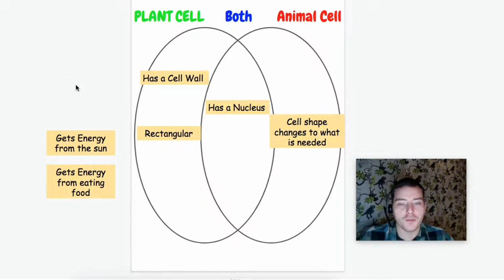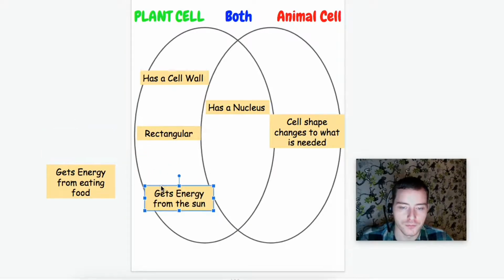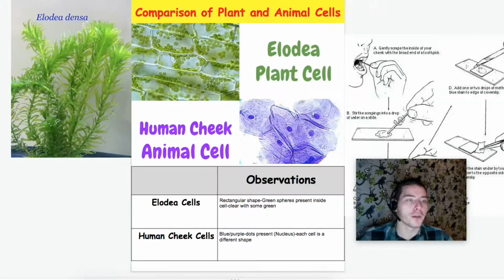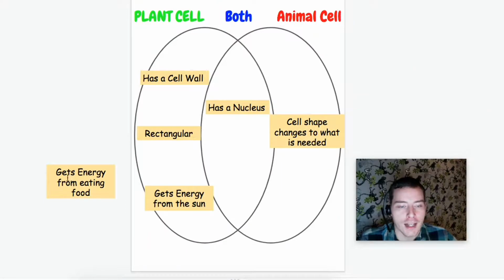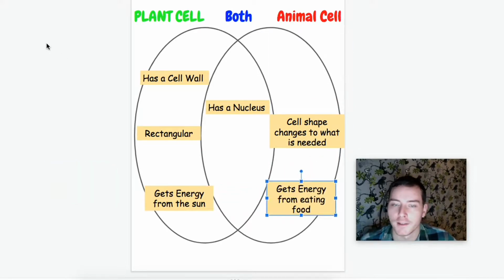Gets energy from the sun. Well, we know that that is plant cells. And if you remember from middle school as well, we know that plant cells get energy from the sun and they use those green discs, which are the chloroplast. And gets energy from eating food. That's us. We don't make our own food, so we have to eat it.